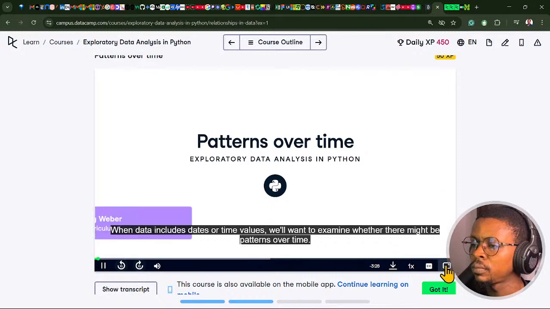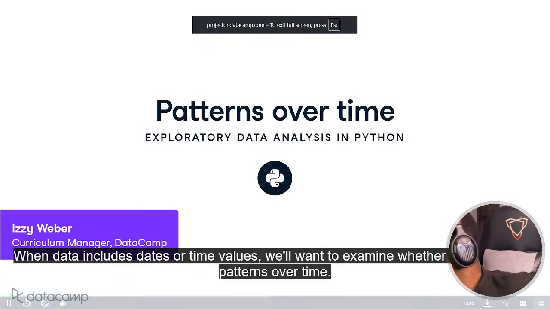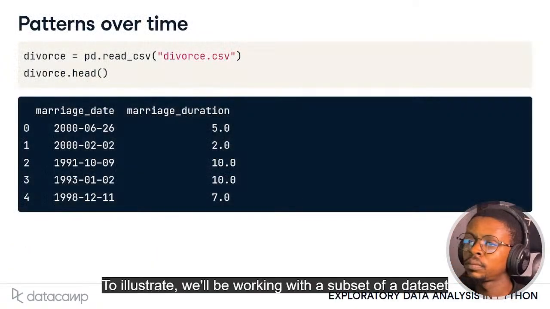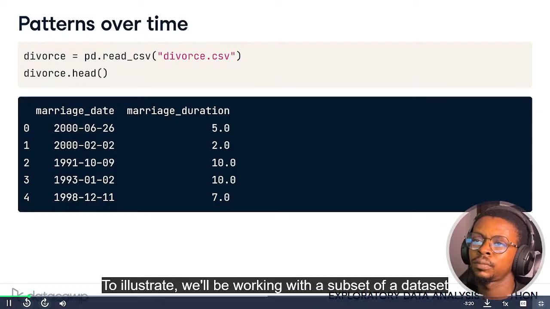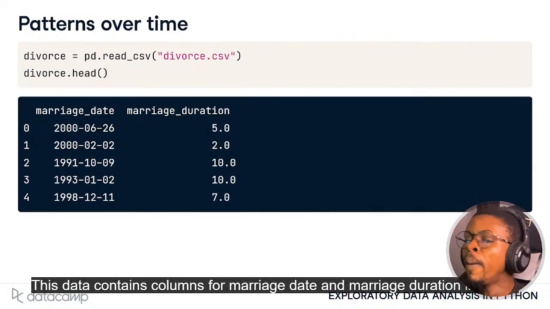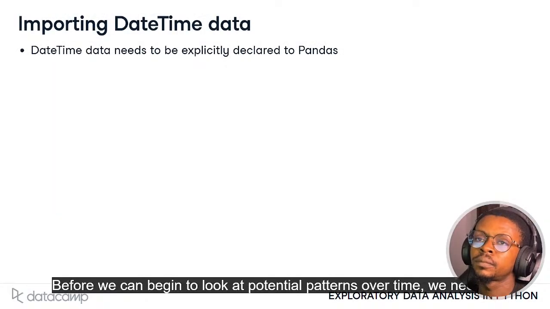When data includes dates or time values, we'll want to examine whether there might be patterns over time. To illustrate, we'll be working with a subset of a dataset about divorce filings taking place in Mexico from 2000 until 2015. This data contains columns for marriage date and marriage duration in years.